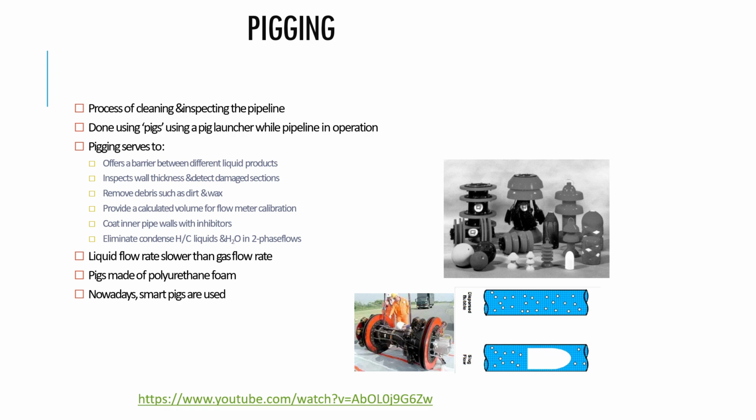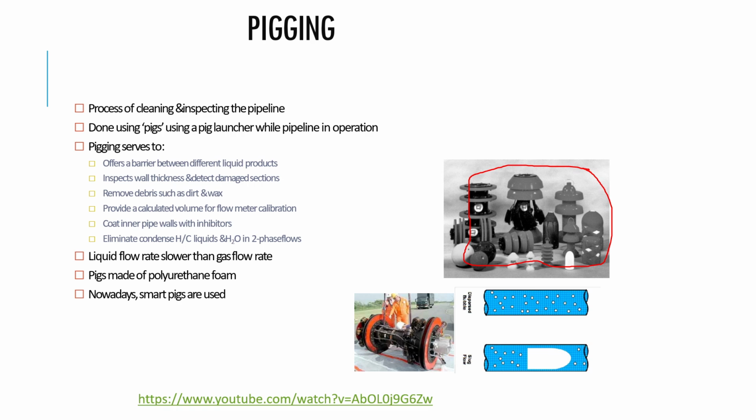And you're going to use something called pigs. These are examples of the pigs, where these pigs will be launched using something called a pig launcher, where the pig launcher is like a bullet. It will launch the pigs inside the pipes, and it will then start to clean the pipes or do the inspection for the pipe. It can do several things. The pigs or the pigging process can do several services or several jobs or several duties.